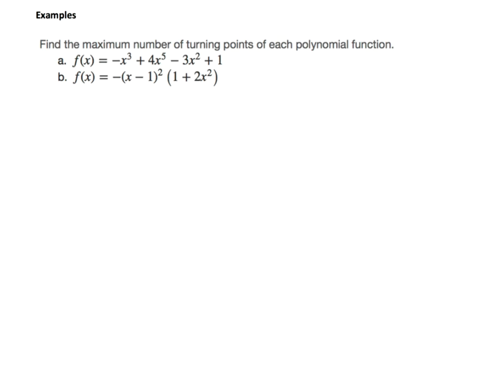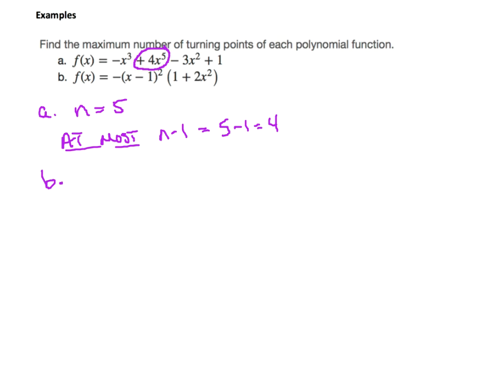Okay, find the maximum number of turning points for each of the polynomial functions. Sometimes it's not written in standard form for you, and you have to identify, okay, what's my leading term? Because I need to know what my degree is. In the case of A, my degree is 5, so I can have at most n minus 1 turning points, which in this case is 5 minus 1 or 4 turning points.